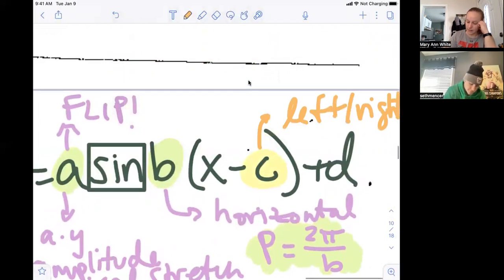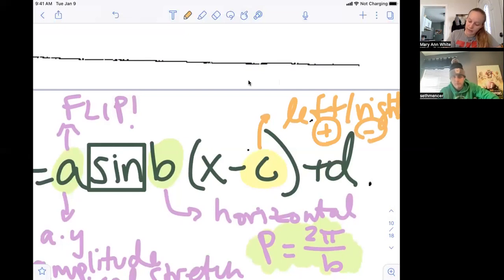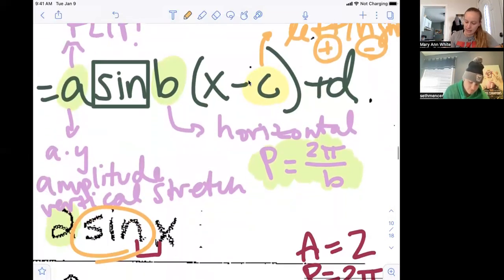Oh, I ran out of space. That's good enough. The one thing I do like to remind myself is I'm moving left or right, and it's opposite of what I think. So I think left should be negative, but it's actually a positive number. So if it's x plus something, then I'm moving it to the left. And if it's x minus a number, I'm going to move it to the right. And again, we've done that with quadratics. We're probably like, oh yeah, that makes sense.